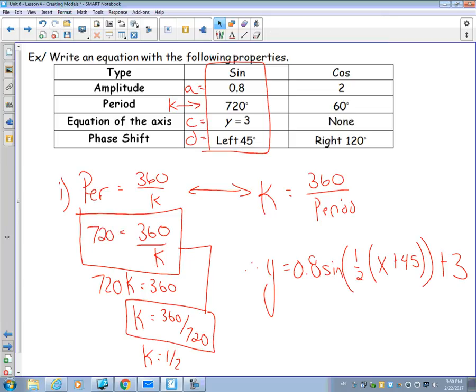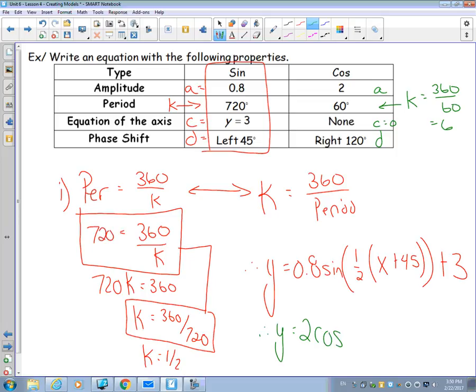Okay, we'll try the second one. So again, we have A. The C value is 0 this time. Our D value is right 120. The only thing I'm missing is my K. So my K will be 360 over the period, or 6. So go to the second one. Y equals A of 2. It says cos this time. Our K value we just said was 6. It's going to right 120, so subtract 120. The C value was 0, so I can put the plus 0 in there, or I can ignore that. And there's a really quick equation for us.